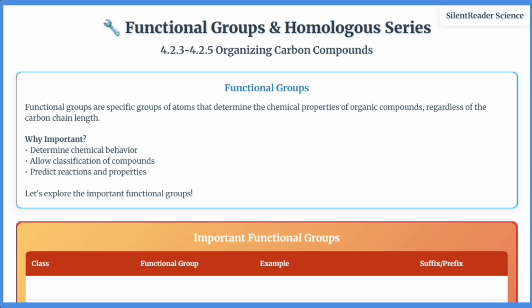A homologous series is a family of compounds with the same functional group but differing by CH2 unit. For example, the alcohol series includes methanol CH3OH, ethanol C2H5OH, propanol C3H7OH, and butanol C4H9OH. Compounds in a homologous series show gradation in physical properties but similar chemical properties. Nomenclature follows specific rules. Identify carbon chain length, identify functional group, and combine with appropriate suffix or prefix, removing final 'e' if the suffix starts with a vowel.